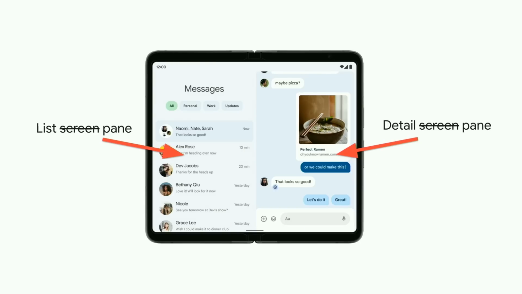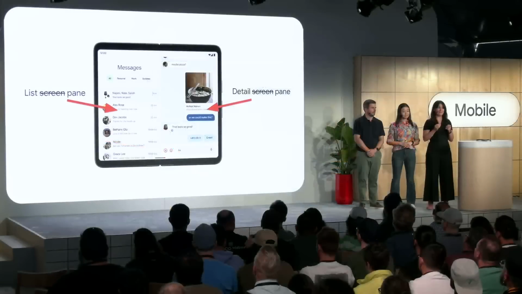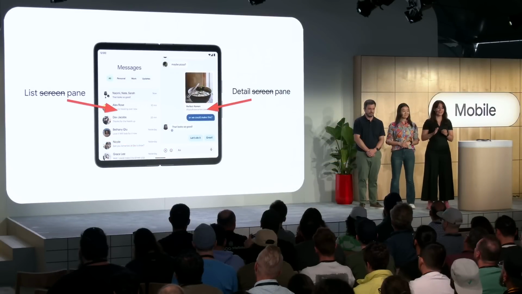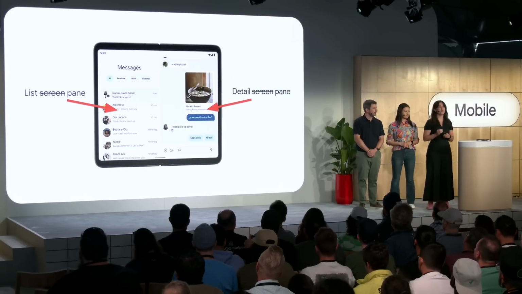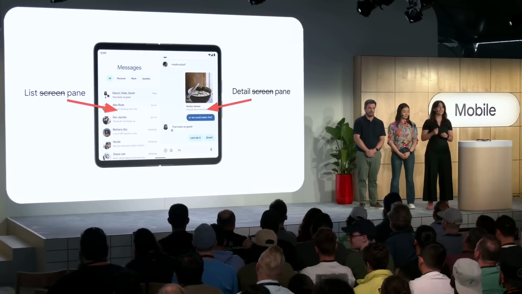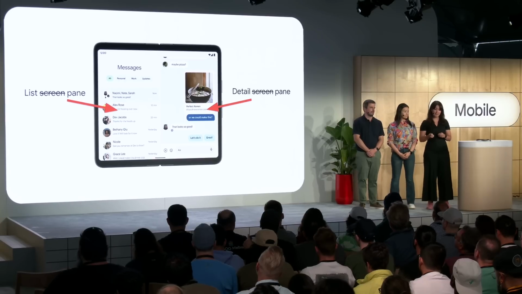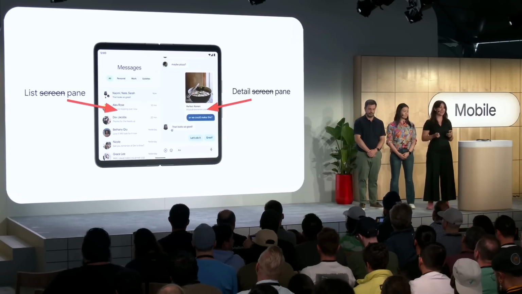So on a larger window size, you have enough room to display both your list screen and your detail screen together. So now neither one is filling up that entire physical screen. You have multiple screens together. But don't think in terms of screens. Think in terms of panes. We want you to think adaptive. So write once and adapt across screen sizes and configurations.